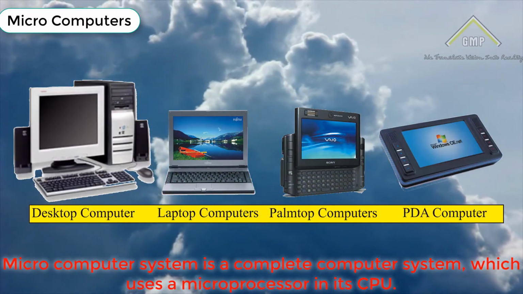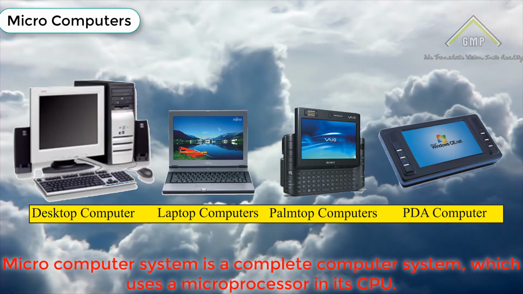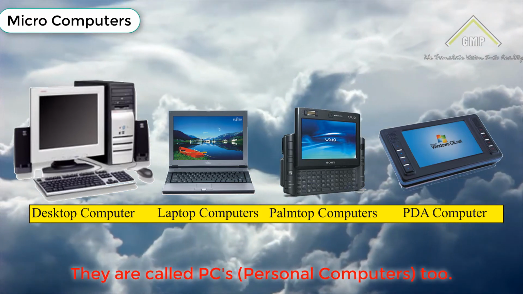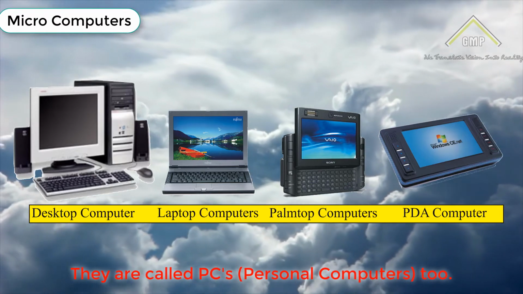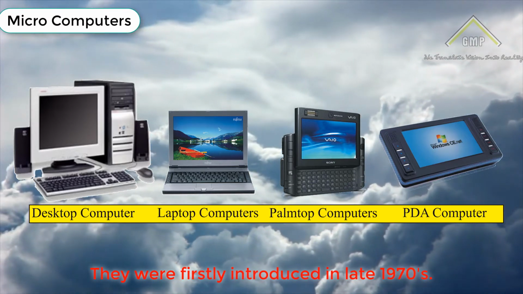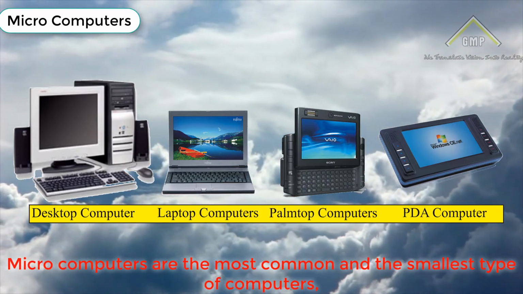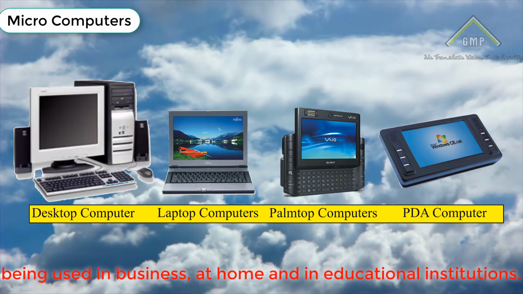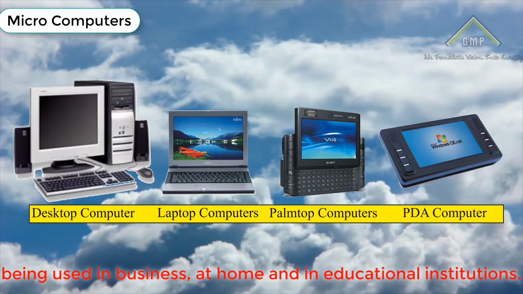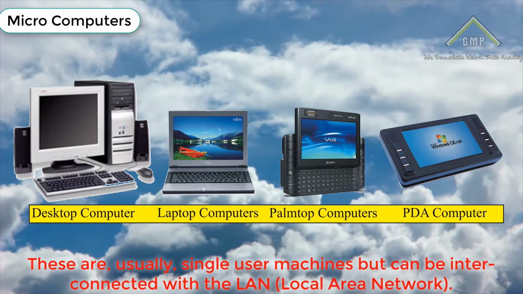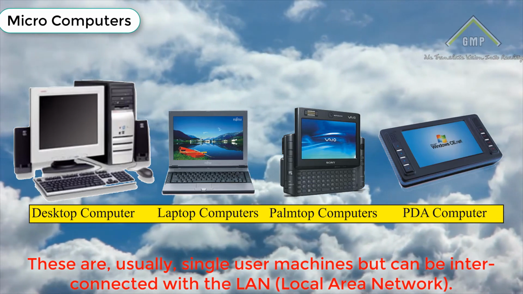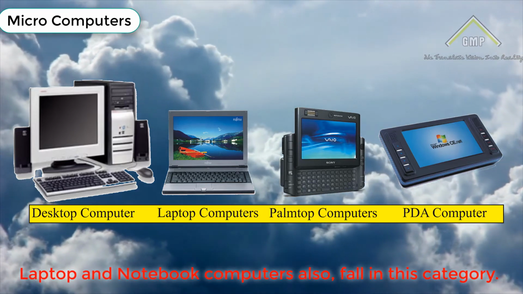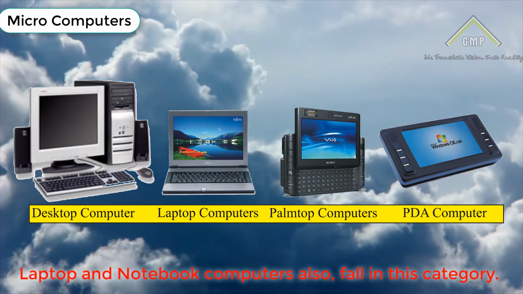Microcomputers. A microcomputer system is a complete computer system, which uses a microprocessor in its CPU. They are also called PCs, personal computers. They were first introduced in the late 1970s. Microcomputers are the most common and the smallest type of computers, being used in business, at home and in educational institutions. These are usually single-user machines but can be interconnected with a LAN, local area network. Laptop and notebook computers also fall in this category.